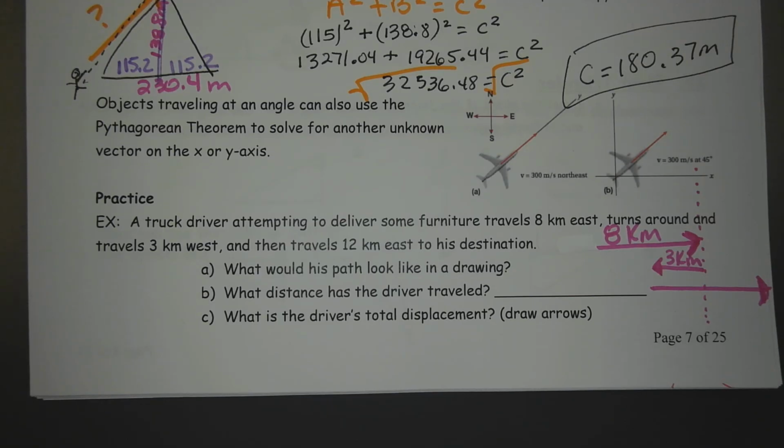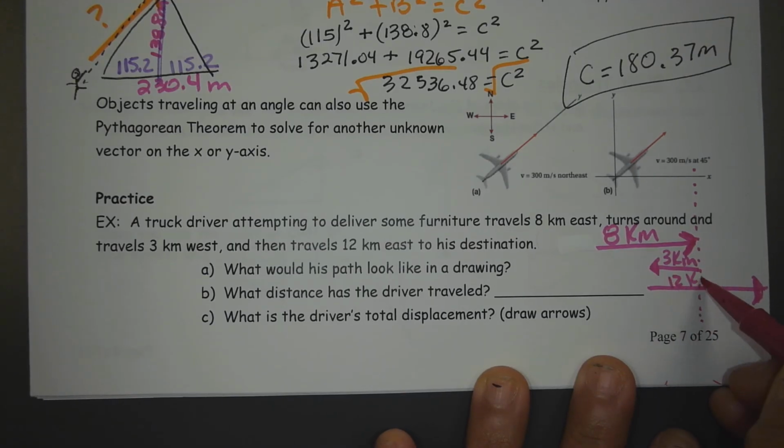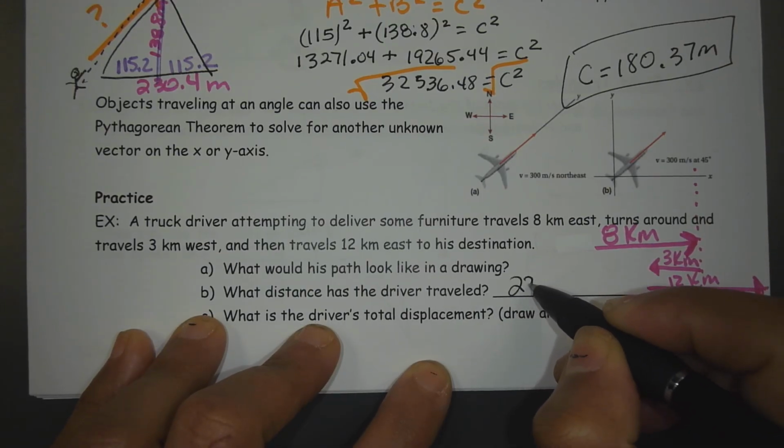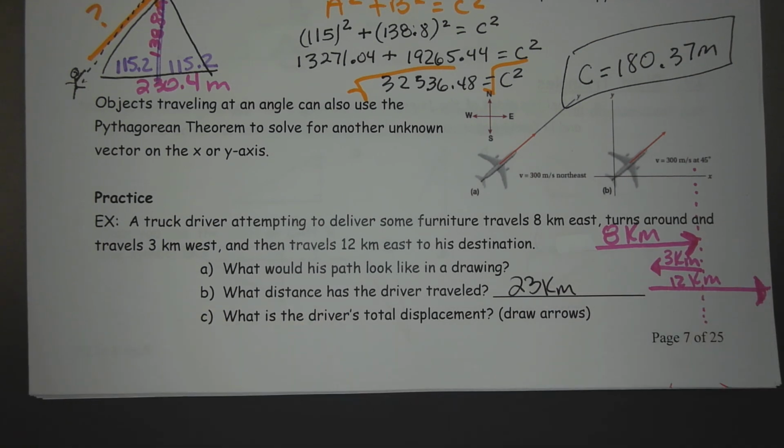Letter B, what was the driver's distance? Well, this distance right here was 12 plus 8, which comes out to 20, plus 3, hopefully you got 23 kilometers was the total distance traveled. Think about how much gas they totally used.